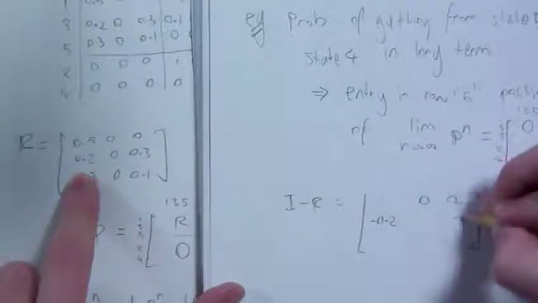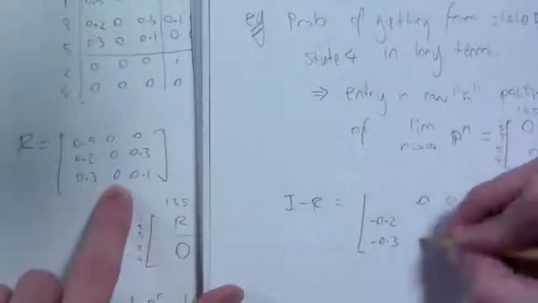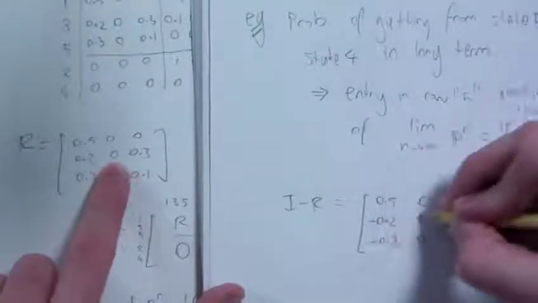So let's see, where's my R? There's R there. So for I minus R, all the other bits will be minus what they are, other than the ones on the diagonal, and the ones on the diagonal will be 1 minus that. So 1 minus 0.5 is 0.5, 1 minus 0 is 1, 1 minus 0.1 is 0.9. So that's my I minus R. And for (I minus R) inverse times S, well, here's the really clever trick.